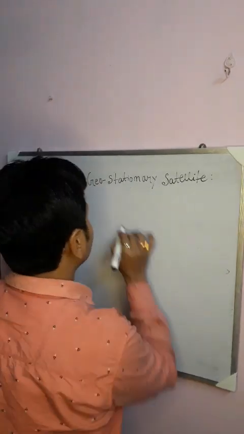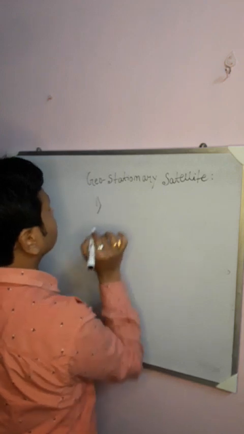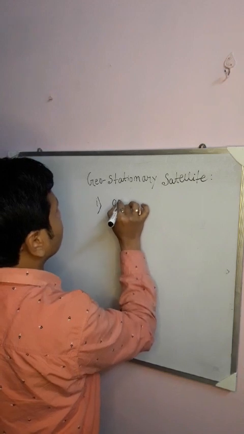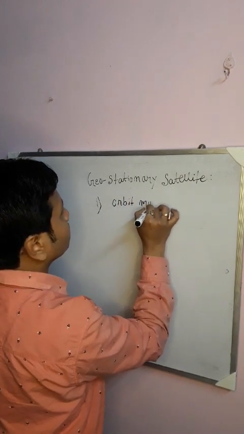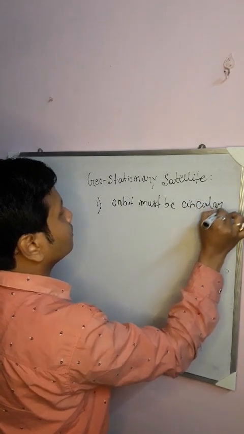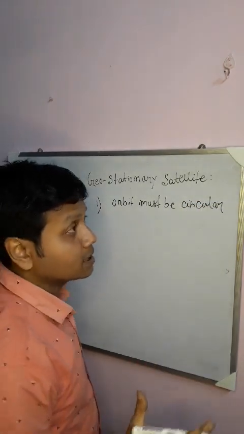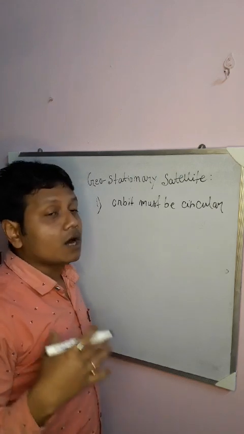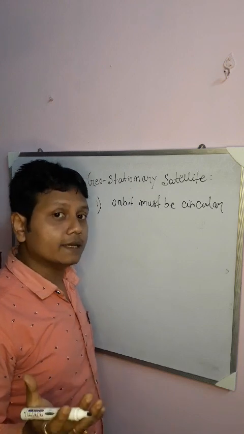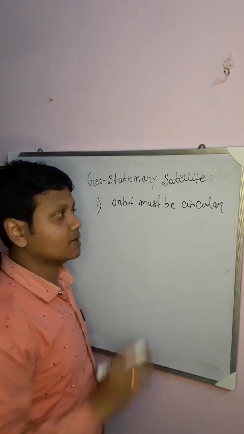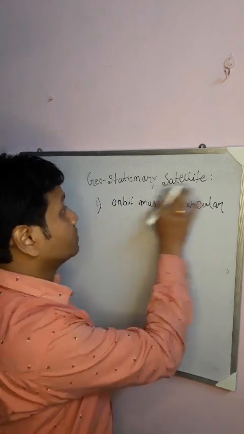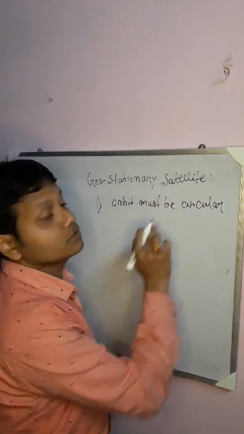First of all, you have to consider the orbit as circular. The orbit must be circular. While doing the general case of an artificial satellite, I took the example of a simple circular orbit, but you can also take an elliptical orbit. For simplicity I took a circular orbit, but in the case of a geostationary satellite, the orbit must be a circular one.